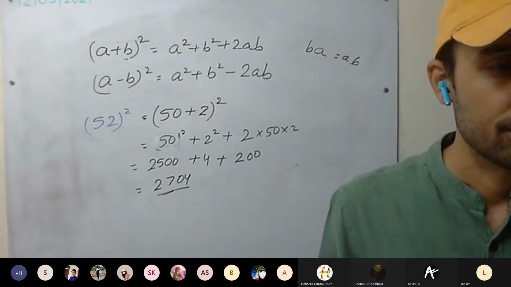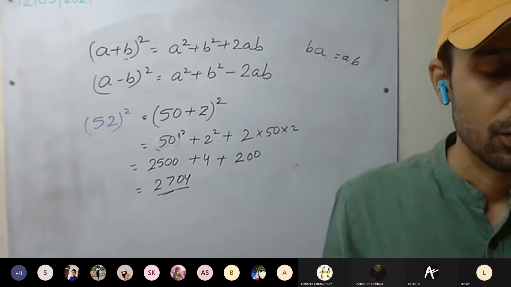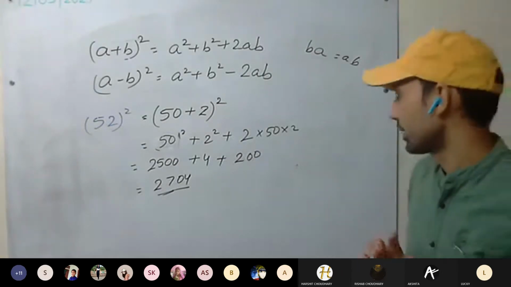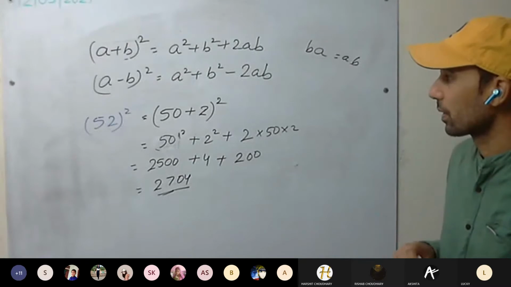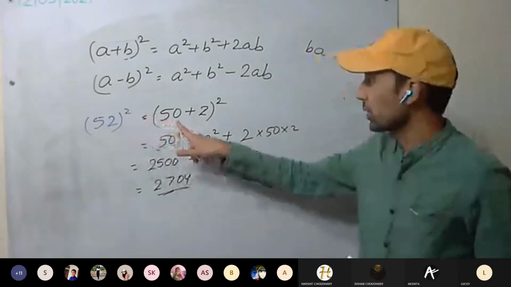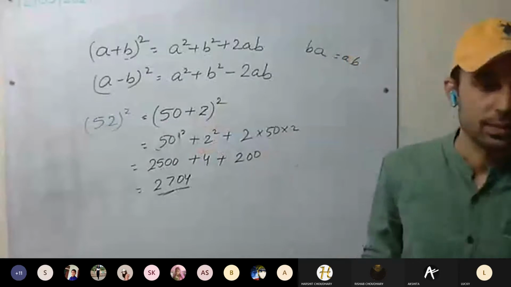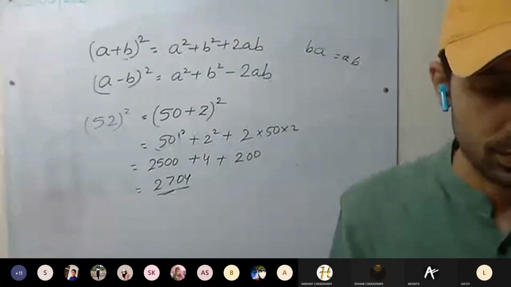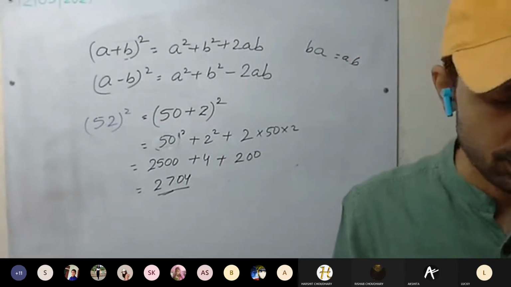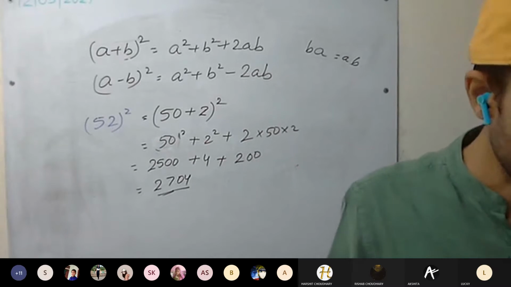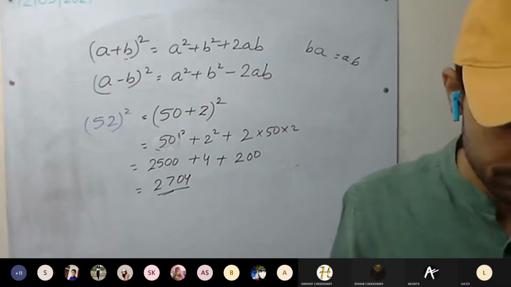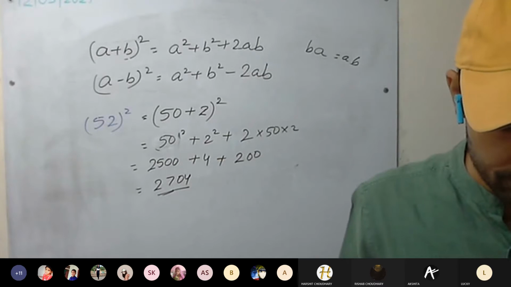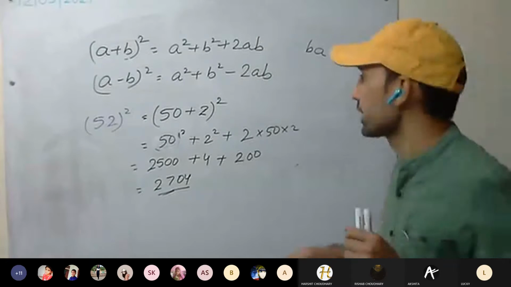Sir, wait a minute. Okay, have you understood? 52 square equal to 50. Okay, 1 minute. Let me check algebra. Operation, special problems, functions. Okay.